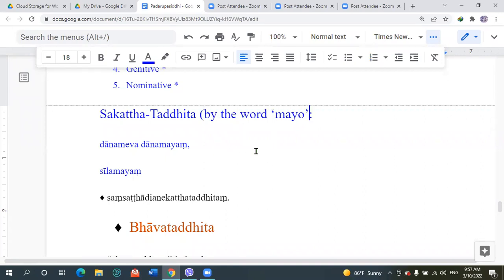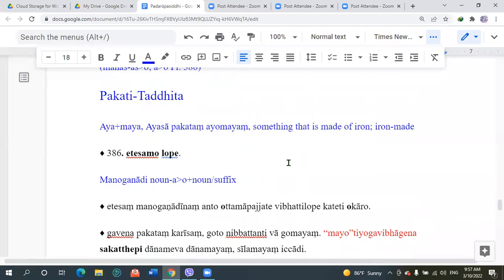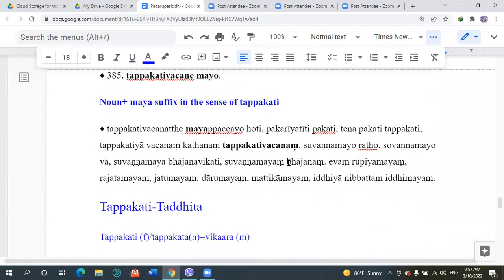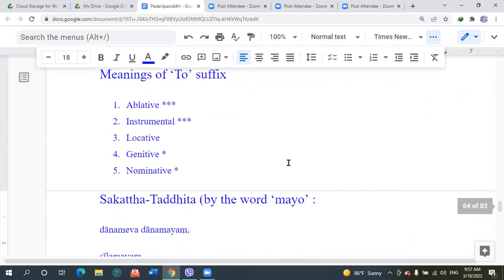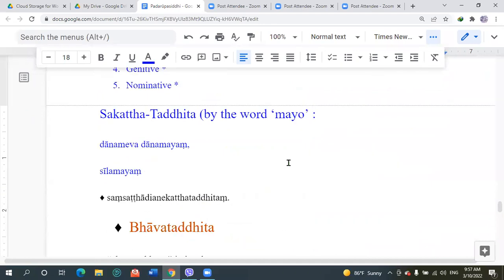And the one Mayo, which sutta number? 385. Yes. Padarūpasiddhi 385. So dhana miwa dhana maya. Dhana and maya suffix.